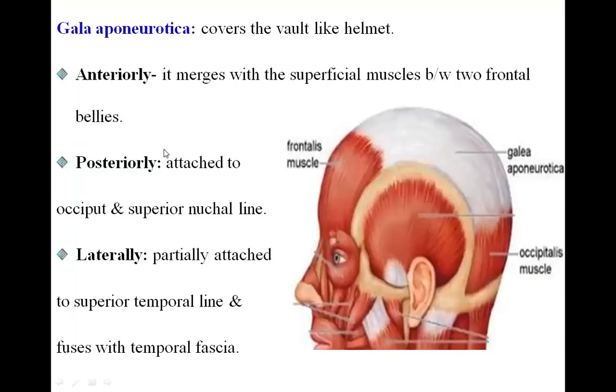Galea aponeurotica covers the vault like a helmet. Anteriorly, it merges with the superficial muscles between the two frontal bellies. Posteriorly, it is attached to the occiput and the superior nuchal line. Laterally, it is partially attached to the superior temporal line and fuses with the temporal fascia. Here is the temporal fascia and the superior temporal line. So here is the galea aponeurotica.